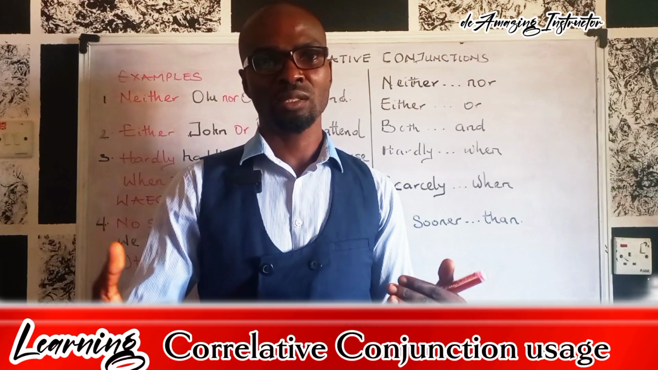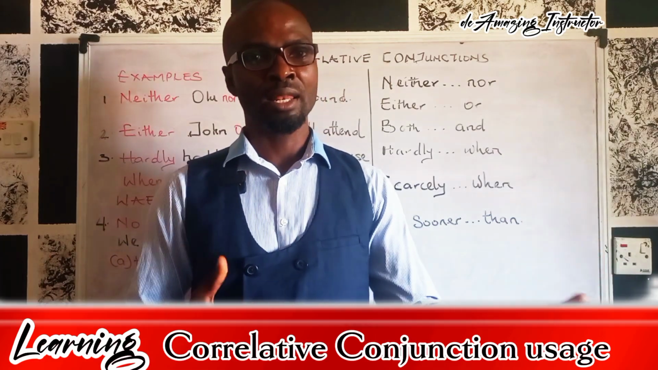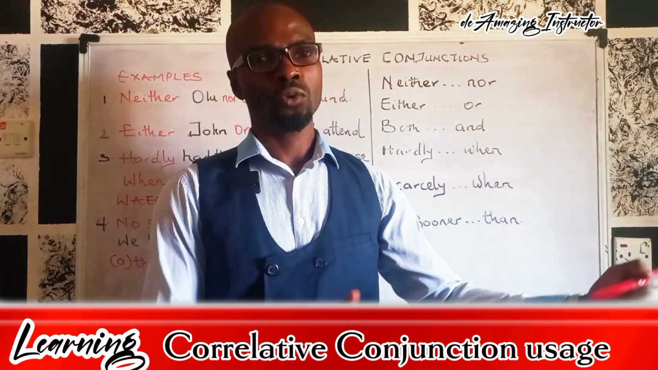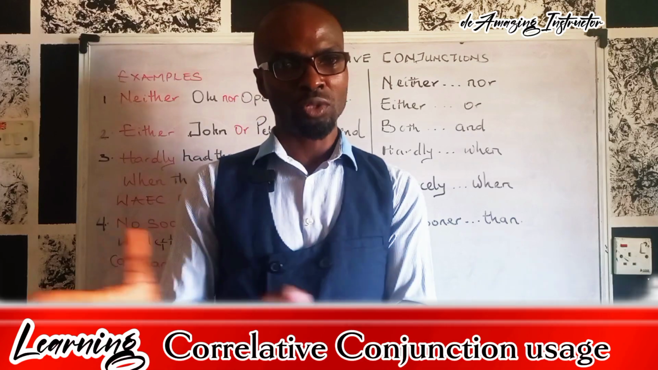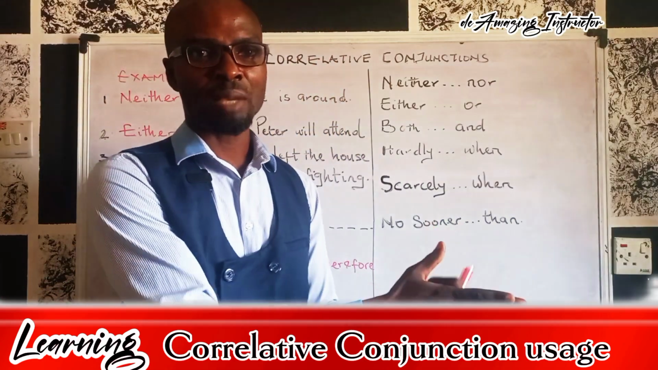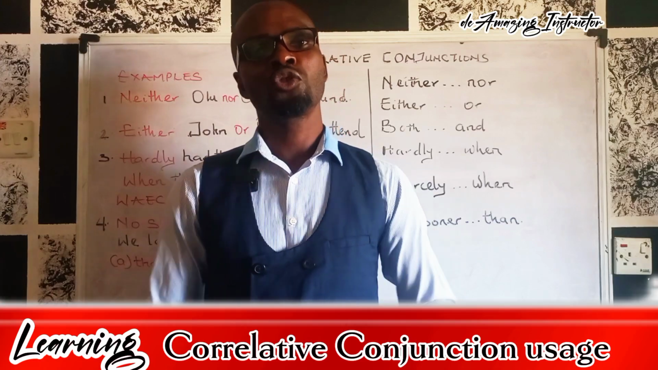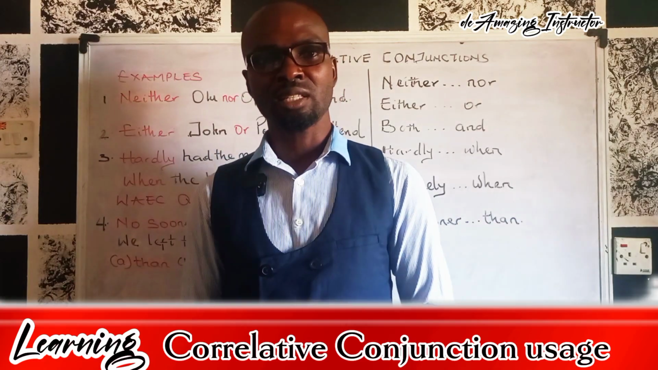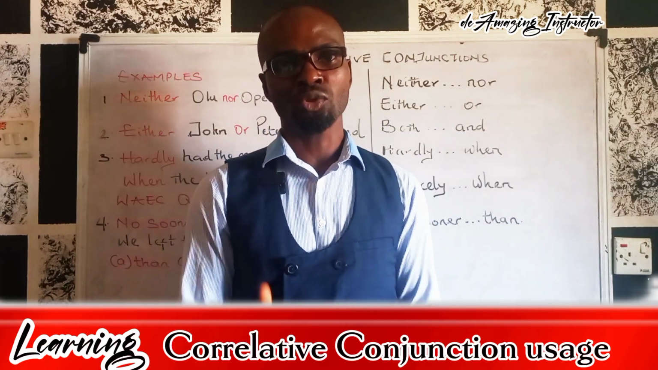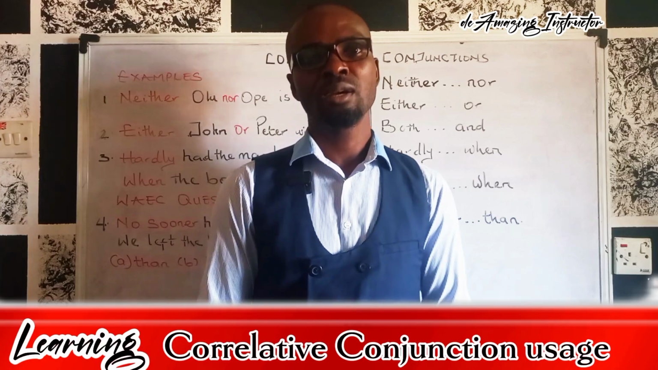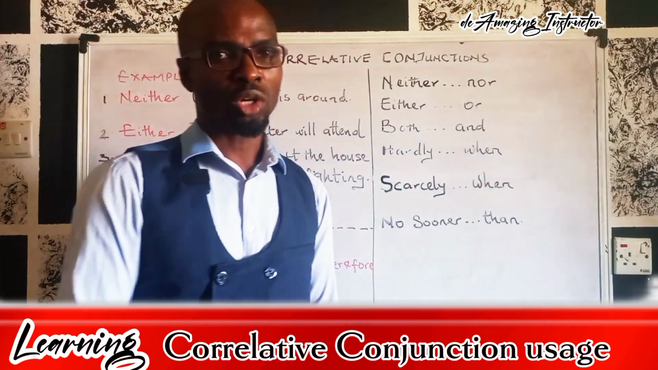That is, there are some words that go hand in hand. If you introduce this, you have to introduce this. If you introduce this concept, you have to introduce this concept. If you introduce this subject, you have to introduce the other. So they are correlative conjunctions. That is, those words are joined together by correlative conjunctions.